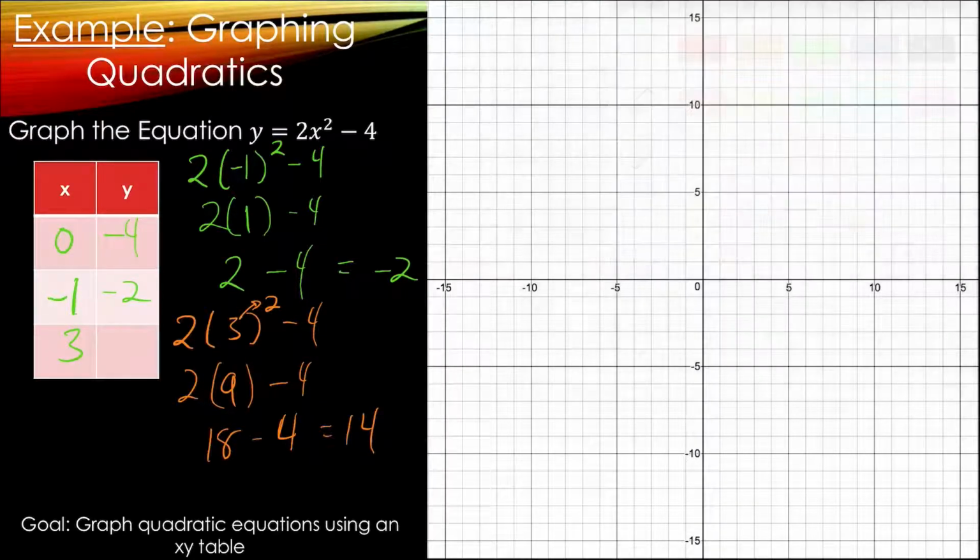Alright, so I have my points here. I'm going to just graph these. 0, negative 4. It's right there. We have negative 1, negative 2, and we have 3, 14. So now that I have my points, I can kind of see that the shape should work. If I want, I can use my knowledge that quadratics are symmetrical and fill in this other half.